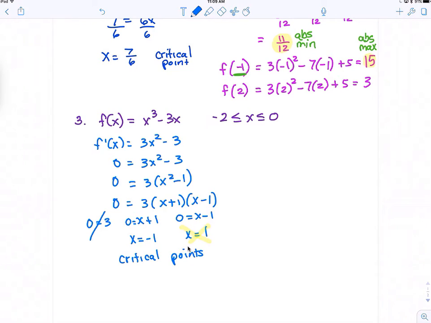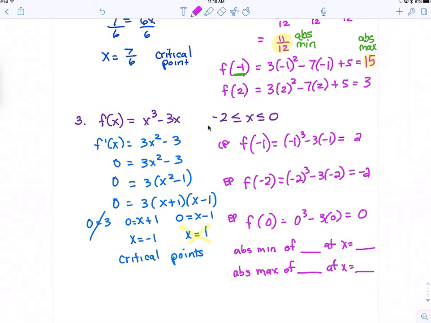When we're evaluating over here to the right, we're going to evaluate the critical point, so f at -1. Then we're also going to evaluate the endpoints, which are -2 and 0. So this was our only critical point in our interval, plus the two endpoints. Go ahead and test those to determine the min and max.